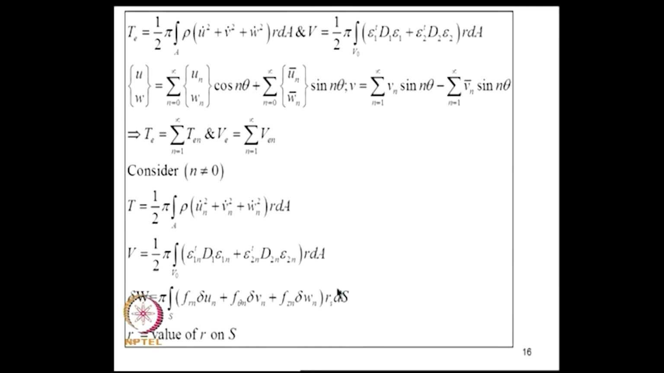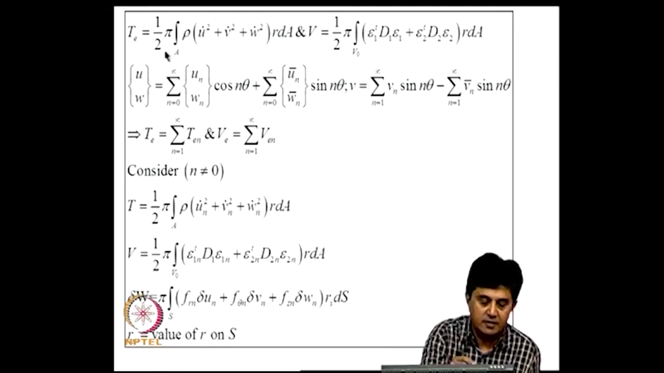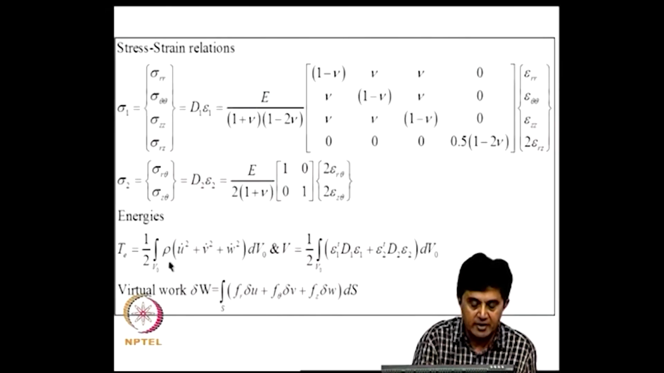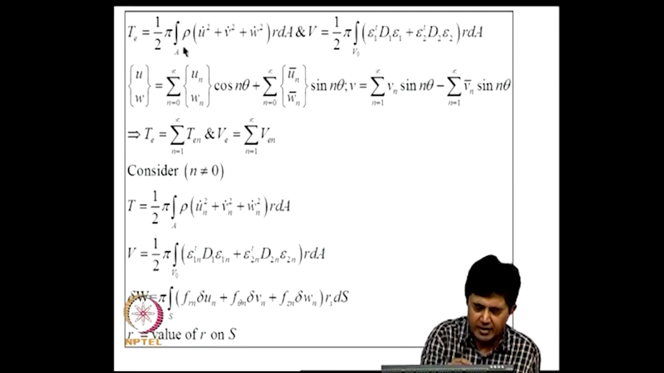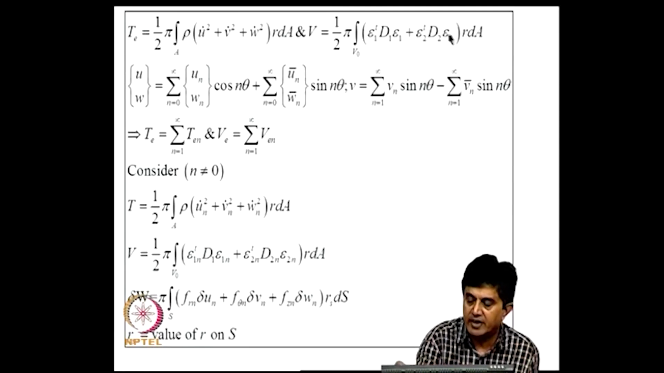Now, what is the implication of using Fourier decomposition on displacement components on the evaluation of energies? So, now we can carry out integration with respect to theta. This was over the volume element. Now, on theta, if you carry out the integration, we get these expressions. Now, TE, the total element kinetic energy, is taken to be the summation of kinetic energy for various Fourier components.